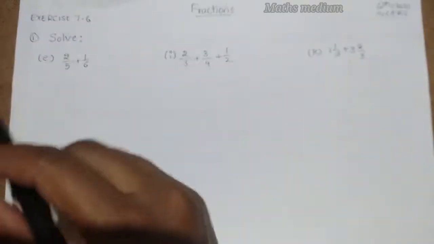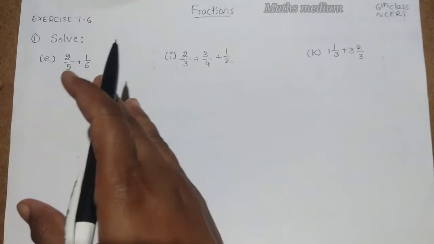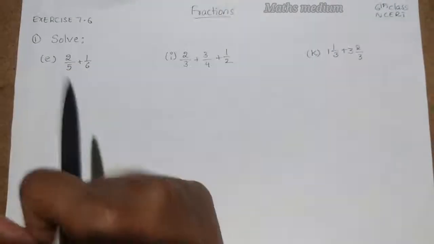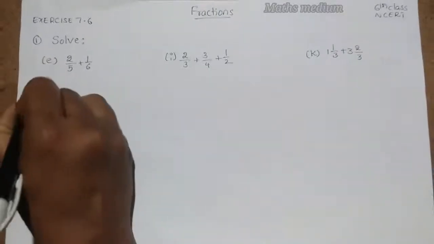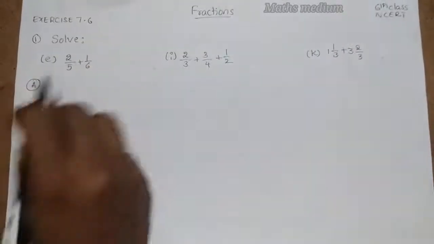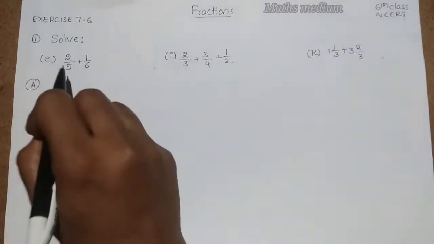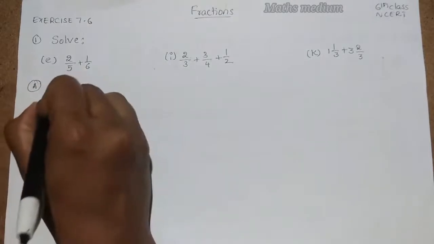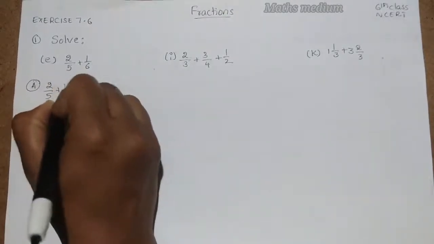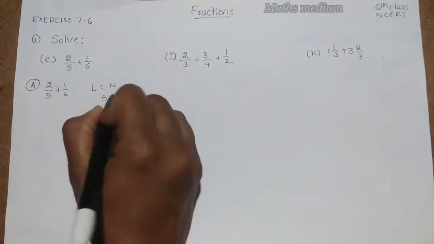In previous videos, I already explained how to add fractions based on like or unlike fractions. Check the description box for that link. So see here is the question: 2 by 5 plus 1 by 6. Here the denominators are different, so these are unlike fractions. Let's take 2 by 5 plus 1 by 6. Take the LCM of both denominators, 5 and 6.